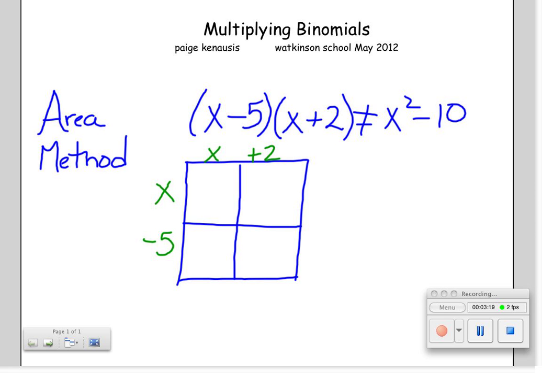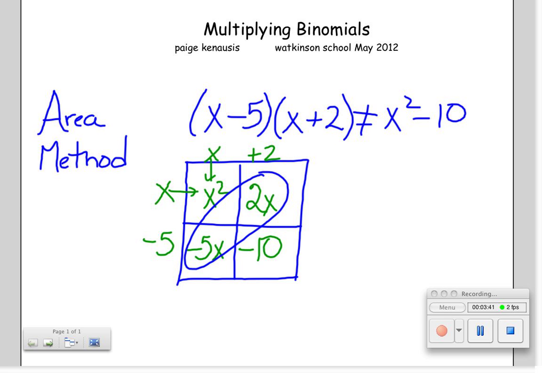At this point, multiply each box. You're going to multiply x times x for x squared. You're going to multiply x times 2 for 2x. X times negative 5 for negative 5x. And 2 times negative 5 for negative 10. Again, you have to look for the common terms, which are on the diagonal. And then you can rewrite the whole expression as x squared, negative 5x plus 2x is negative 3x, minus 10. And there you have it, the area method. If you need to see this again, I would say hit the rewind button.